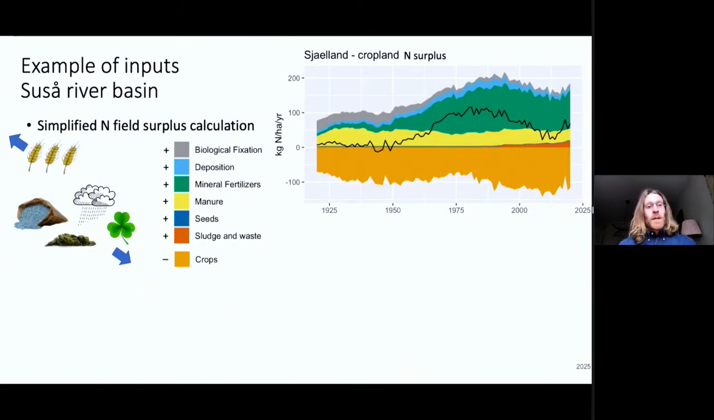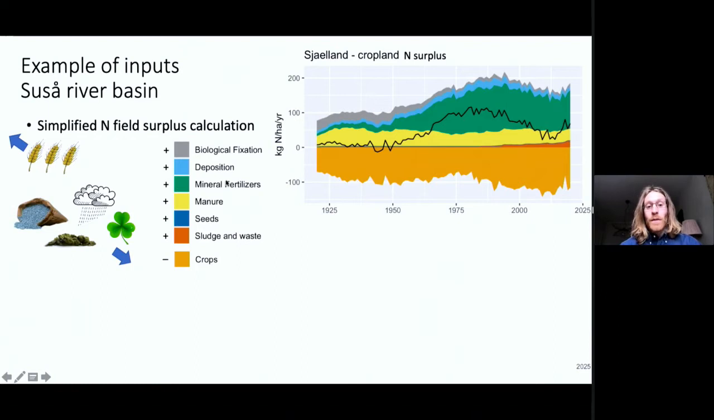Let me walk you a little bit through our way of working and processing the inputs for these types of models. The first big important input, as I just stated, is the nitrogen surplus every year on the fields. So we have here a simplified surplus calculation where we just factor in what comes into the fields and factor out what's exported from the field. If you follow me here, in gray, you have some plants that have the capacity to draw nitrogen from the atmosphere by fixation, so it's counted as a positive. You also have wet and dry deposition of nitrogen from the atmosphere, different gases.